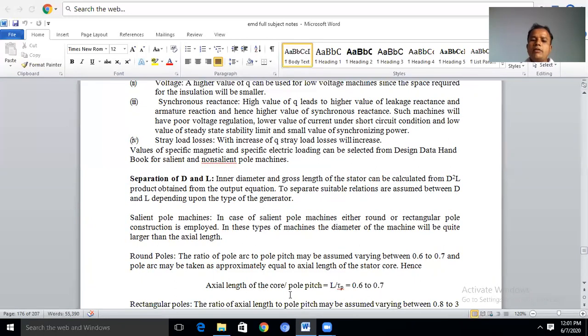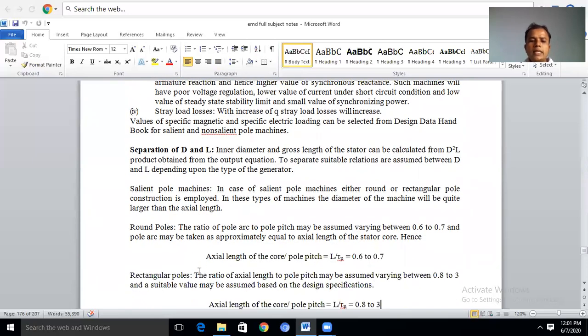Hence, the axial length of the core divided by pole pitch, L by 2p, will be 0.6 to 0.7. So these two considerations we need to have for the salient pole machine and for the round pole machines.